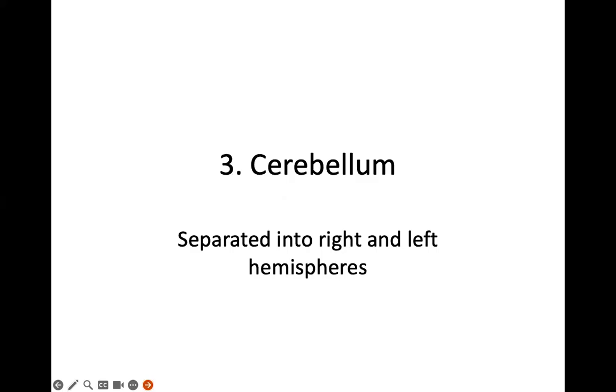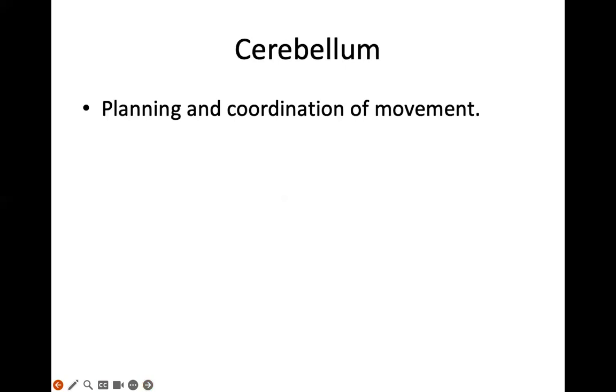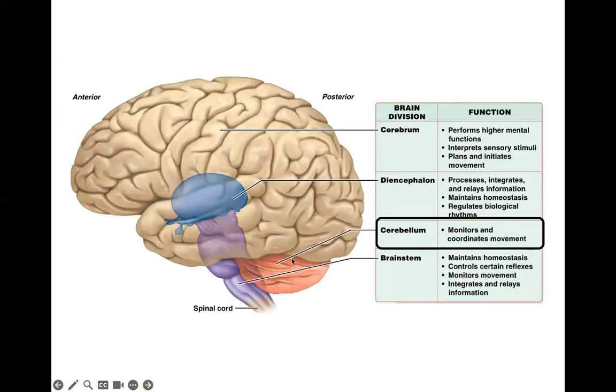The cerebellum is separated into right and left hemispheres. Cerebellum, think about the double L, that's like the small brain. Where is that? That orange color on the back of this big brain, you see the cerebellum, which monitors and coordinates movement. That's the point to note. The cerebellum coordinates our movement.